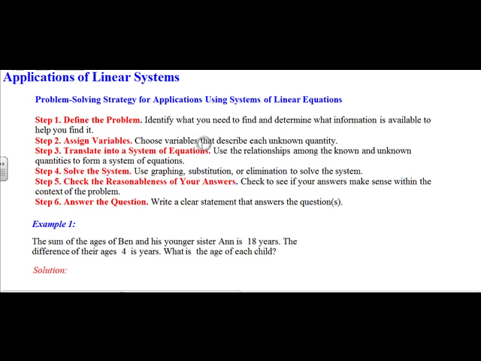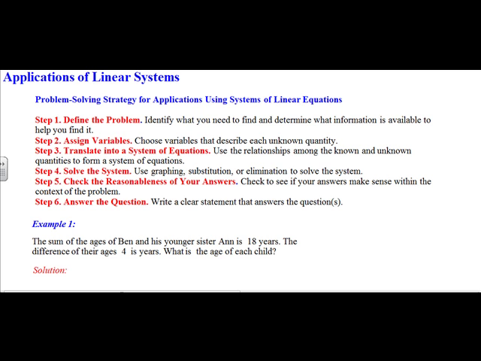Choose the variables that describe each unknown quantity. Step 3, translate into the system of equations. Then solve the problem using either graphing, substitution, or addition or elimination to solve the system. Check your answer and answer the question. So let's look at example 1. I will show you how to use these steps to solve the problem.